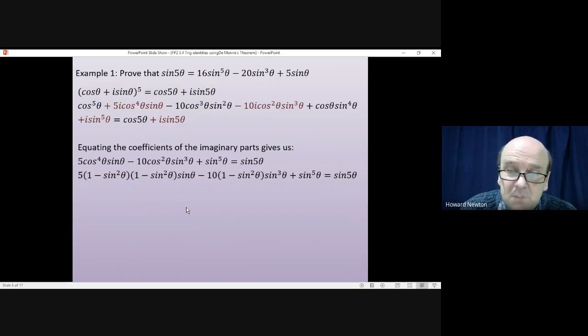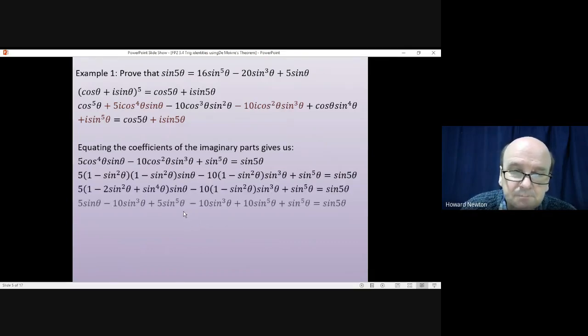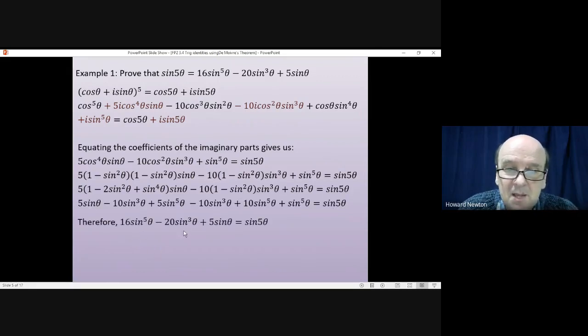From here on, it's just multiplying out brackets and collecting terms. As long as you don't make any mistakes, you do get exactly where they asked us to get in the end, which is that sine 5 theta is equal to this expression.